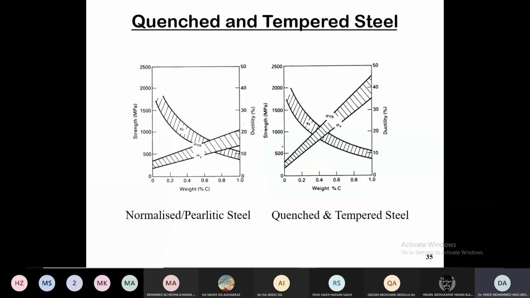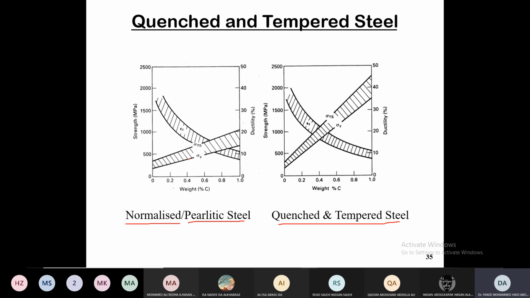So this is what we already did. If we want to also compare now the mechanical properties of the quenched and tempered steel, so you quench and temper, basically, if you want to get the tempered martensite, of course you have to quench beforehand. We compare the normalized pearlite steel and the quench and tempered steel. You are comparing those two. So you can see here, this is the normalized pearlite.